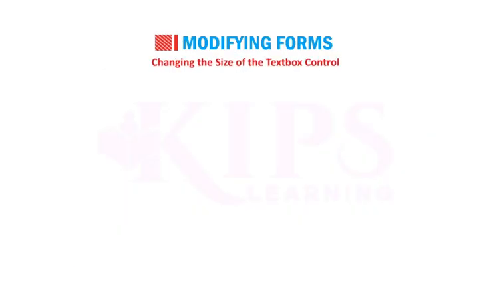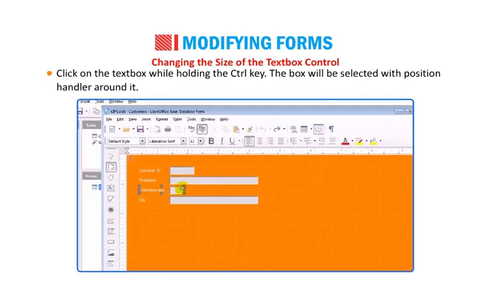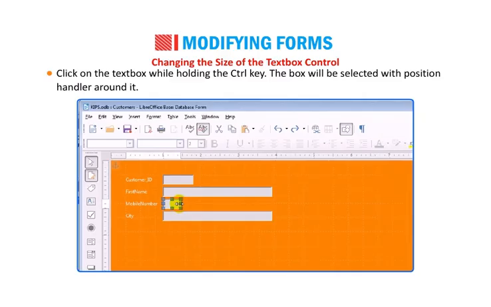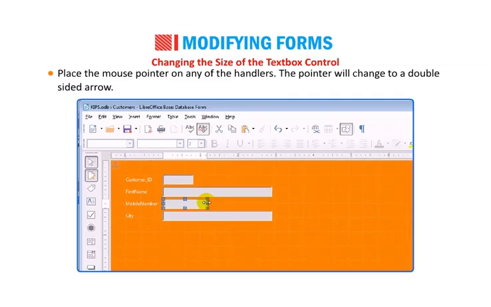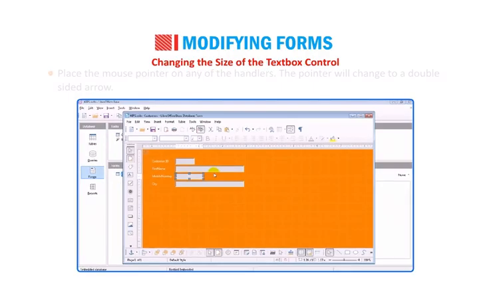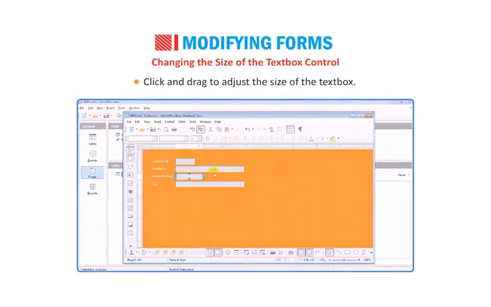Changing the size of the text box control. To change the size of the text box control, click on the text box while holding the Control key. The box will be selected with Position Handler around it. Place the mouse pointer on any of the handlers. The pointer will change to a double-sided arrow. Click and drag to adjust the size of the text box.